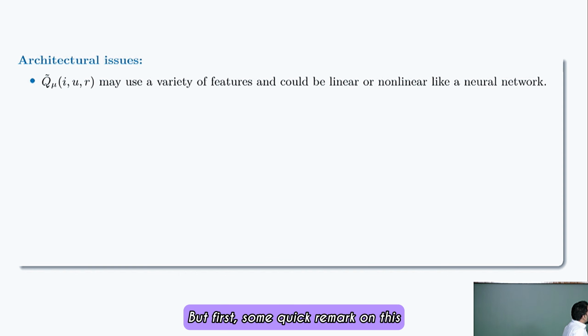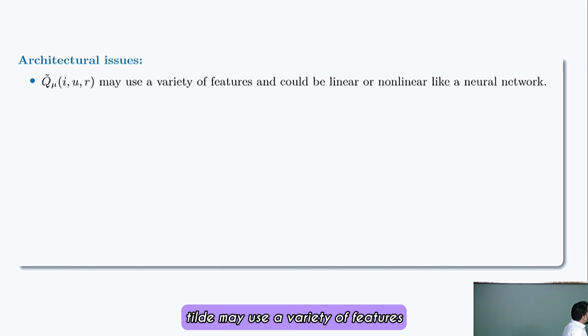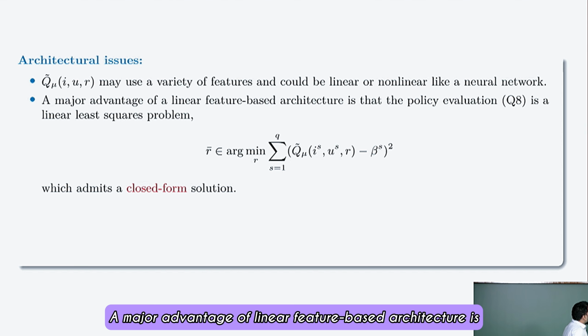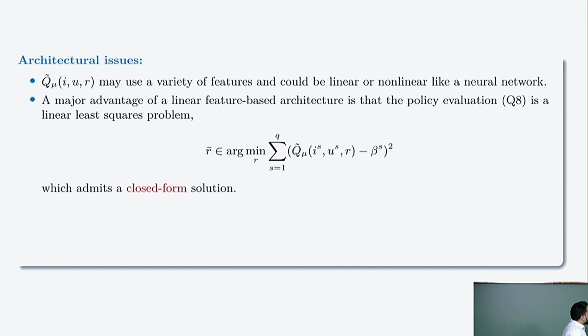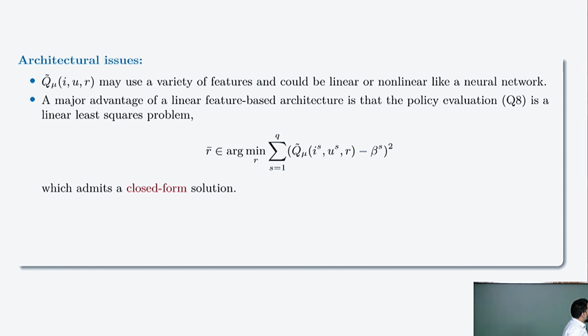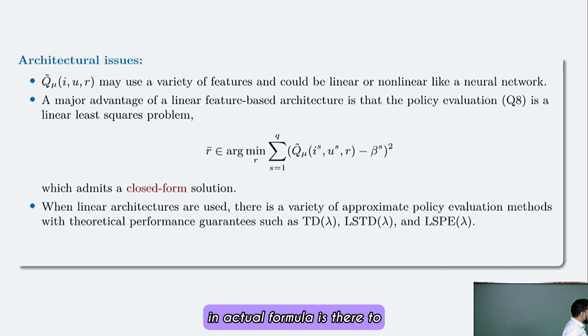Okay, so now let us look into some algorithms. But first, some quick remarks on these approximations. Q tilde may use a variety of features that could be linear or non-linear, like neural networks if it's non-linear. A major advantage of linear feature-based architecture is that policy evaluation is a least squares problem. It has closed form solutions that we have seen in the last class. We can actually solve this with an actual formula, where we have this inverse, to solve for R.